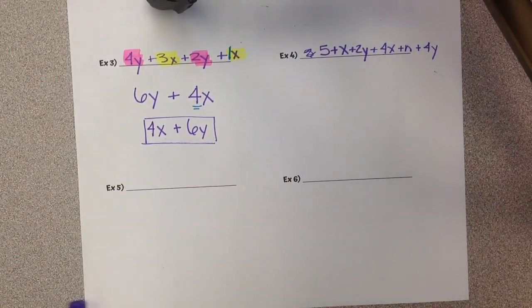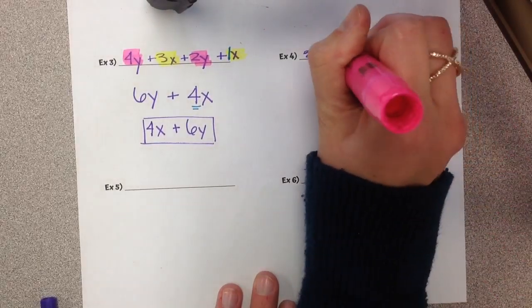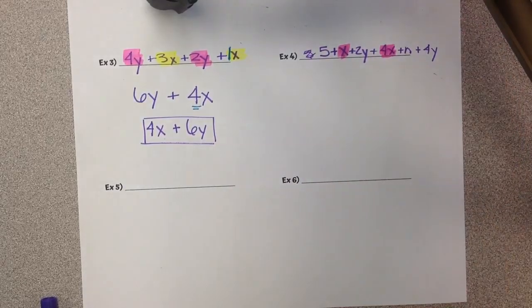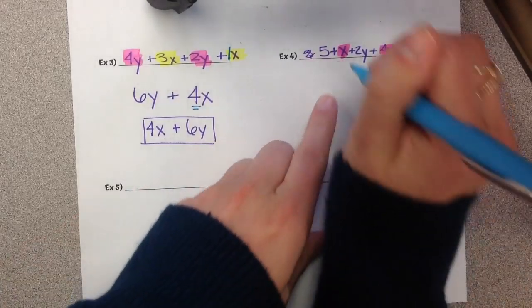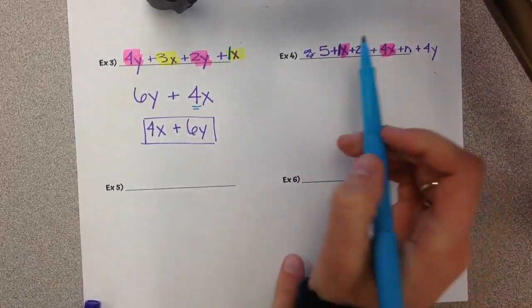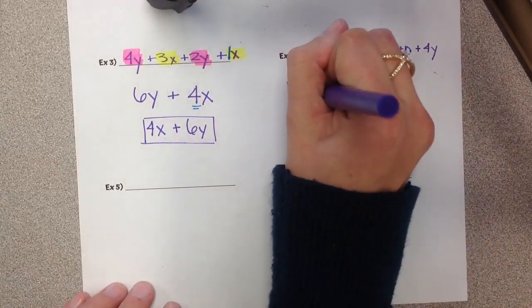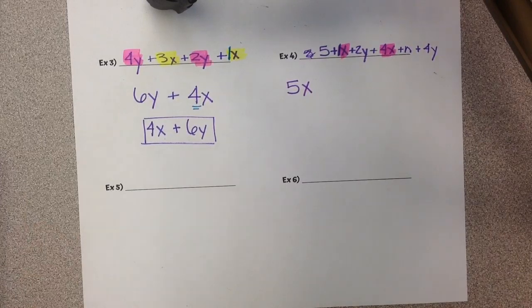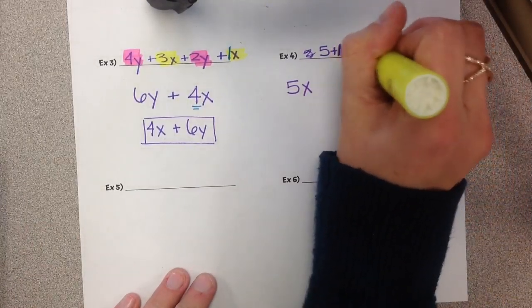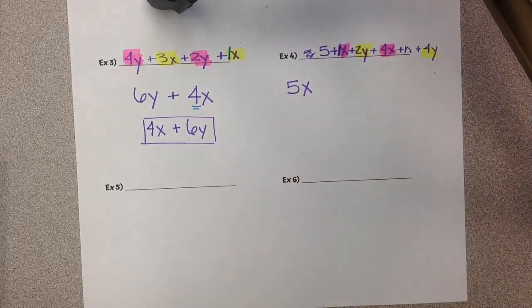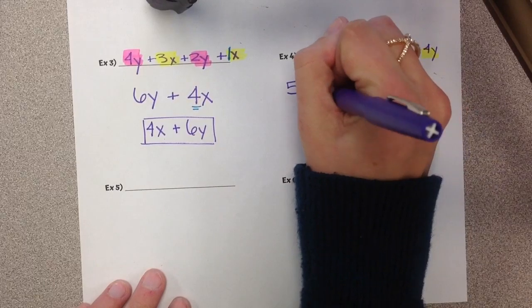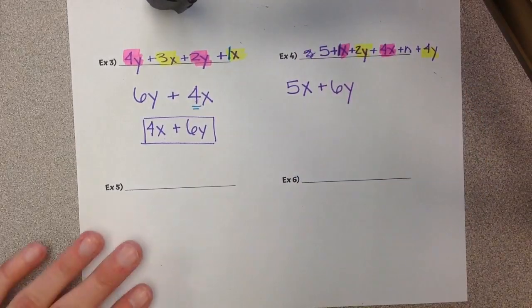Number 4, if we've got 5 plus x plus 2y plus 4x plus n plus 4y. All right, let's look. Are there like terms? Yes, there are. So I'm going to combine those that are alike. I see an x, and I see 4 x's. Remember, even though there's nothing in front of this, this technically is 1x. So if I have 1x and 4 x's, that gives me a total of 5 x's. I also see that I can combine y's. I have 2 y's and 4 y's, which gives me a total of 6 y's.